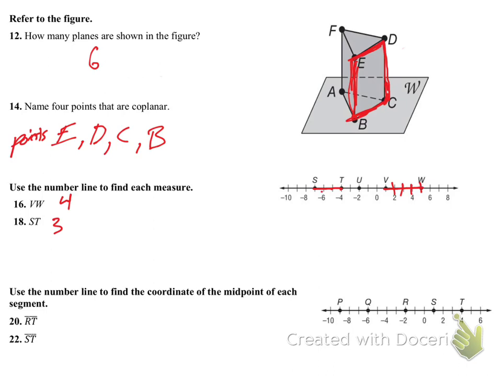Use the number line to find the coordinate of the midpoint of each segment. So RT, this line right here, we need to find the middle of it. So it's 1, 2, 3, 4, 5, 6. Obviously the middle would be the third one. So 1, 2, 3. That would be point S.